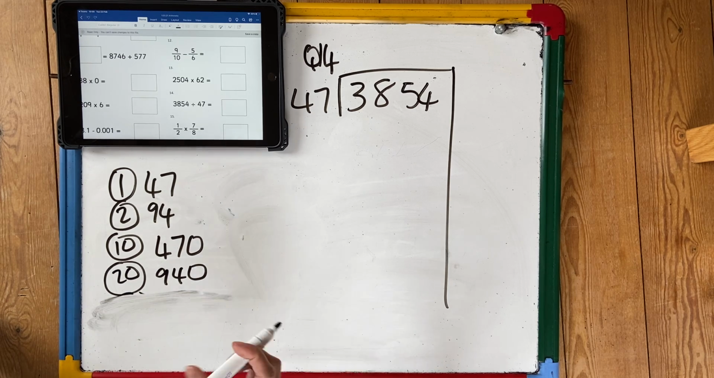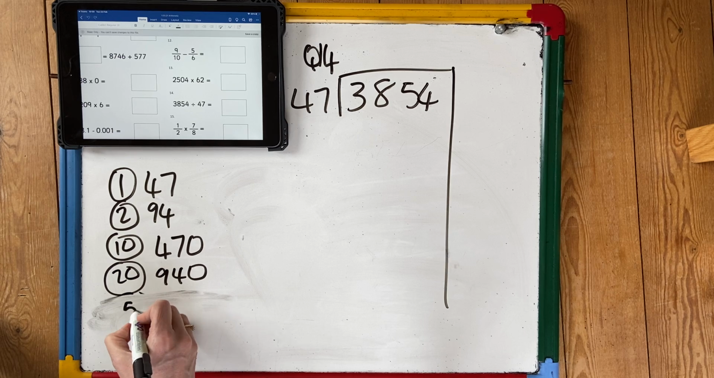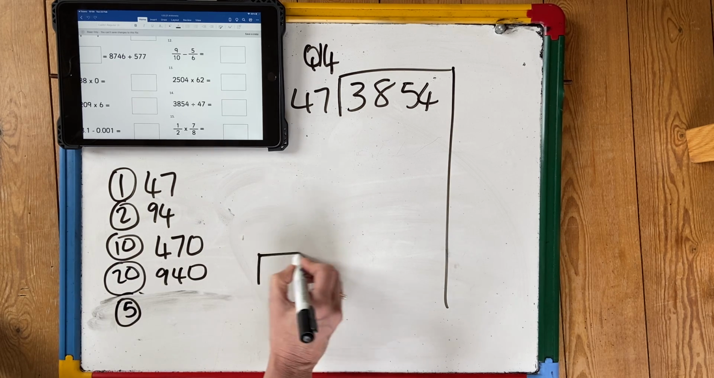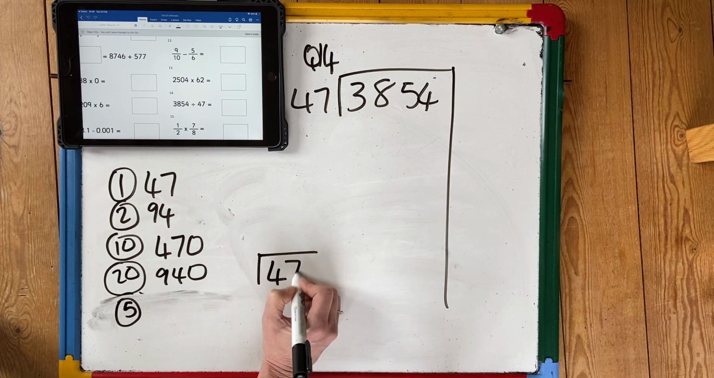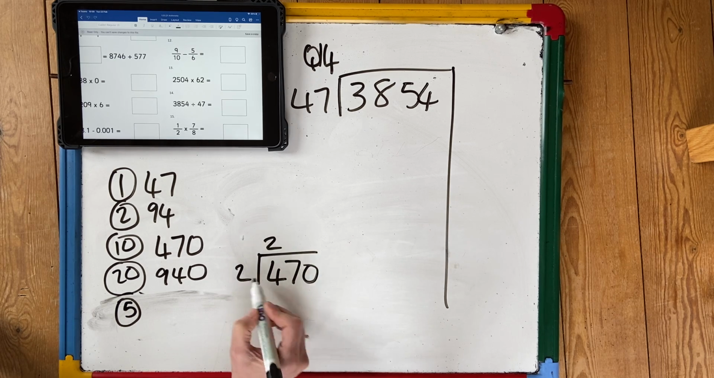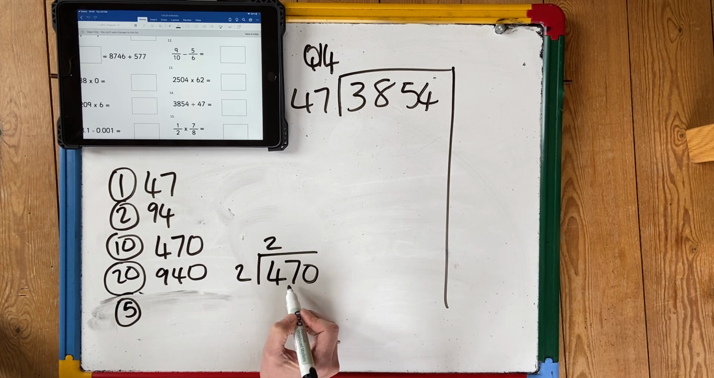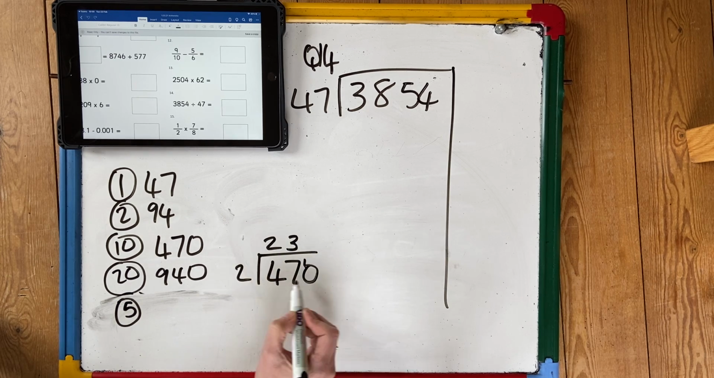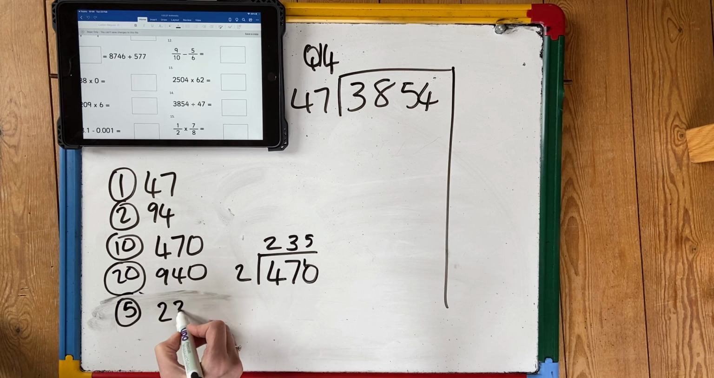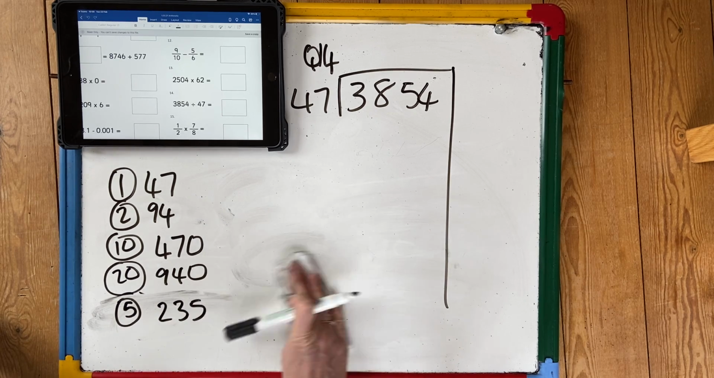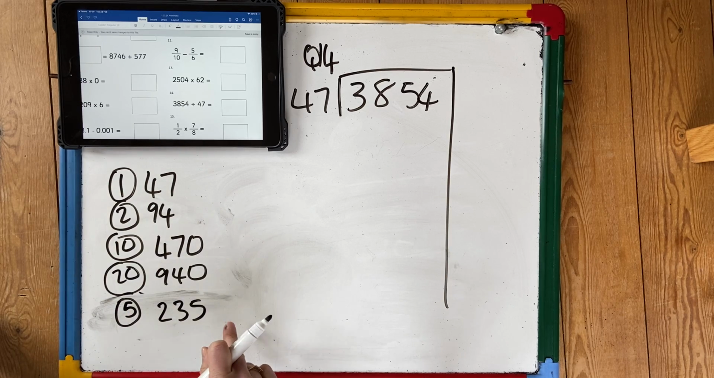What else would be helpful? Possibly 5 47s, so half of 10 47s. So half of 470: how many 2's are in 4 is 2. How many 2's are in 7 is, well, 3 times 2 is 6, remainder 1. How many 2's are in 10 is 5, so 235. Okay, now we've got our starburst, we can begin.